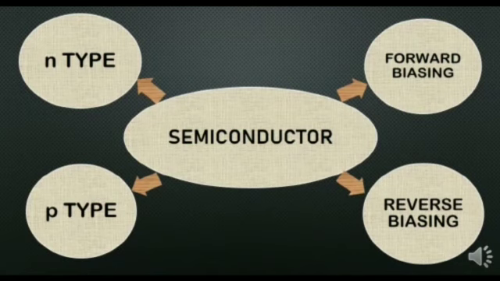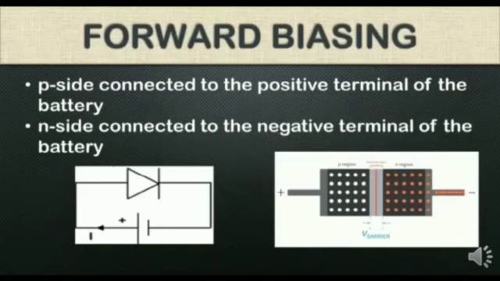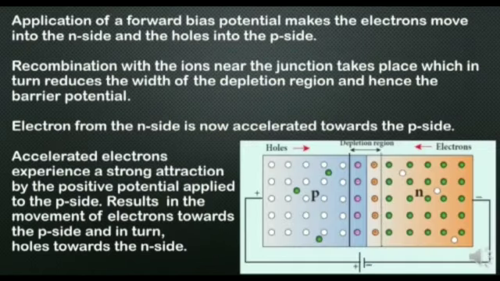When the P side of the diode is connected to the positive terminal of the battery and the N side connected to the negative terminal of the battery, the diode is said to be in forward biasing condition. The application of a forward bias potential makes the electrons move into the N side and the holes into the P side. So, the recombination with the ions near the junction takes place, which in turn reduces the width of the depletion region and hence the barrier potential.